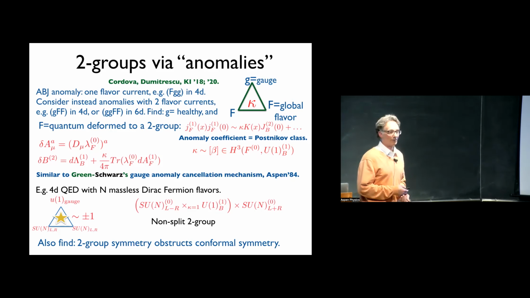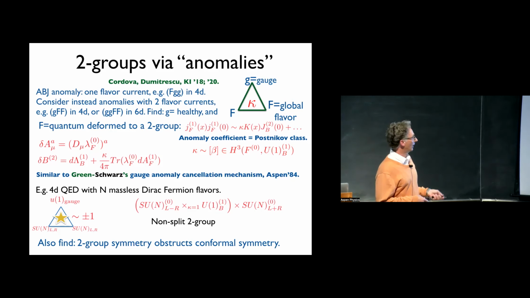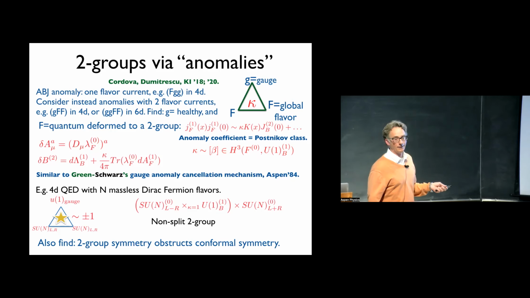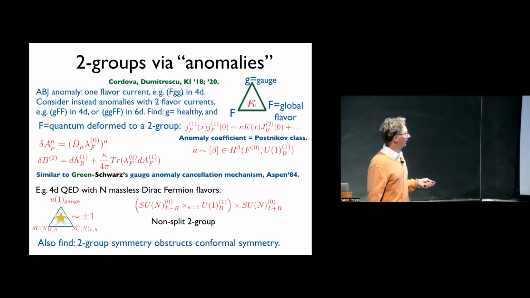For the case of the ABJ anomaly, the symmetry was just broken. For this case where there are two flavor currents, the corresponding anomaly can be non-zero and the theory is fine. Instead of the symmetry being broken, it's deformed to a two-group. So you end up with some two-group coefficient, which is related to the coefficient of this anomaly. This is similar to the Green-Schwarz anomaly cancellation mechanism.